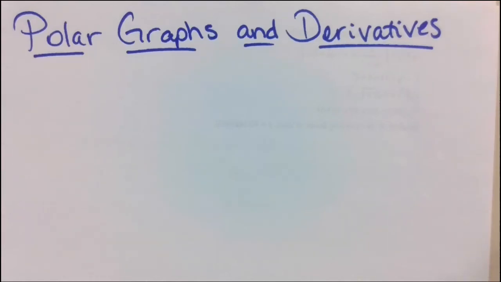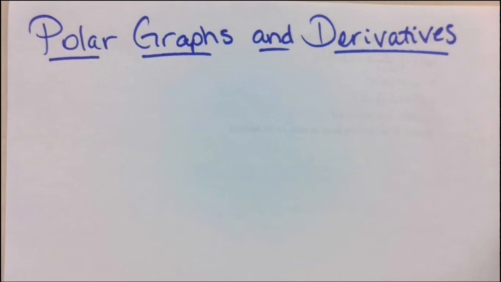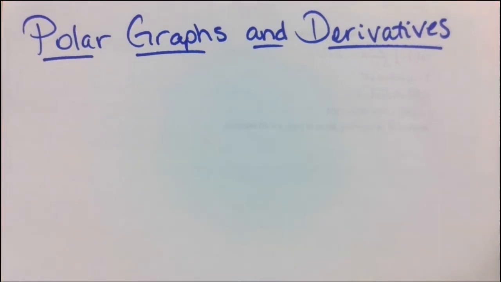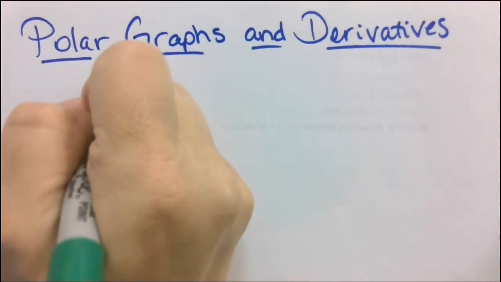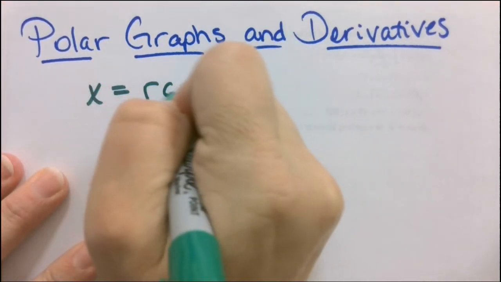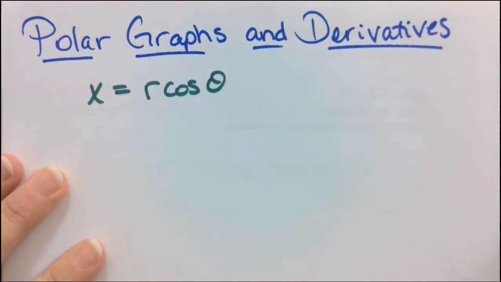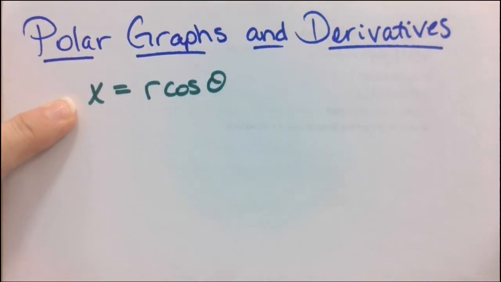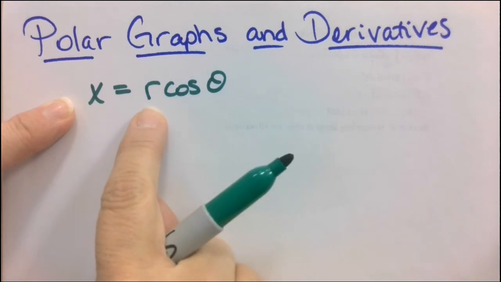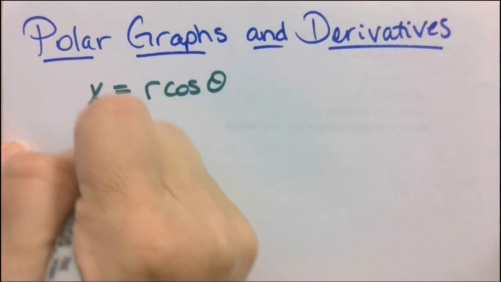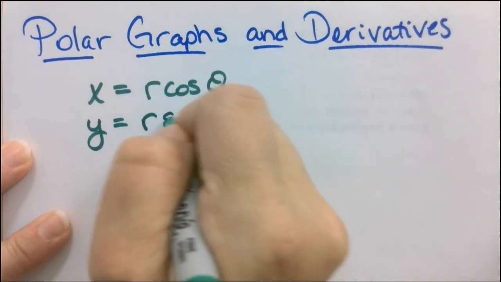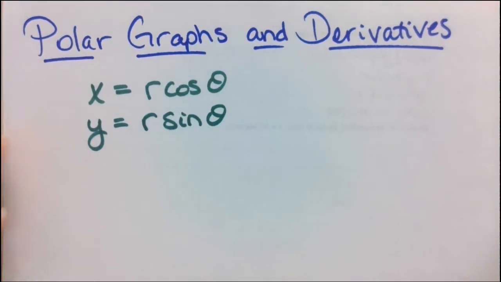All right, in this video, we're going to take our first look at calculus with these polar equations and polar graphs, and specifically focusing just on derivatives here. And as we think about derivatives with polar graphs, we need to keep in mind these conversion formulas: an x coordinate in Cartesian or rectangular graphing is equal to r times cosine theta, and the y coordinate, of course, is equal to r times sine theta.